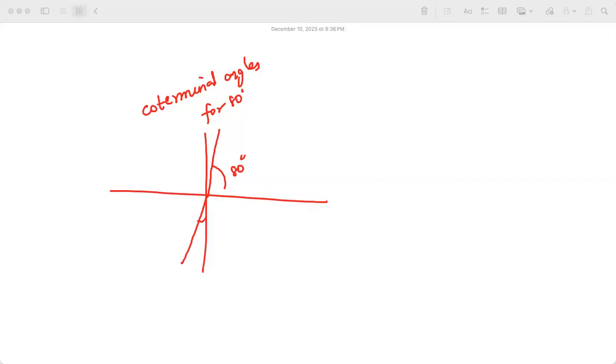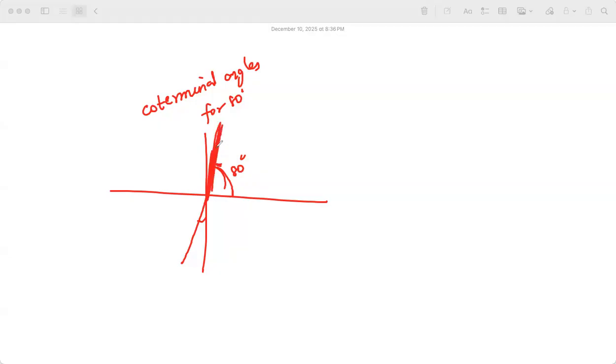Miss Priya, there are 2 coterminal angles for the positive and negative, right? Do I need to write the coterminal for the positive 80 and the negative 80? No, only for the positive 80. I'm just asking what is the coterminal?